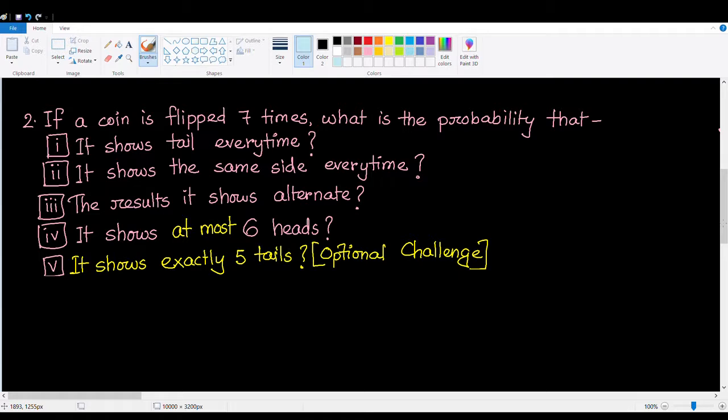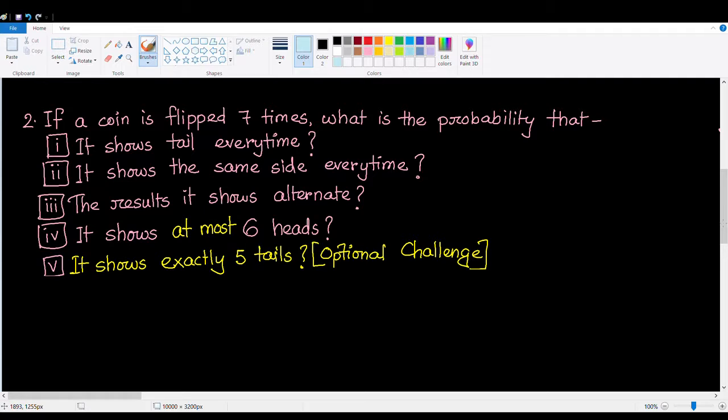Question number 2 asks, what is the probability that it shows the same side every time? Either all of the results are head or all of the results are tail. There are 2 different cases, so you need to find both of the probabilities and then add them to get your final result. The third question asks, what is the probability that the results alternate? That means if the first time it shows a head, the second would be tail, the third would be head, the fourth would be tail, and so on.